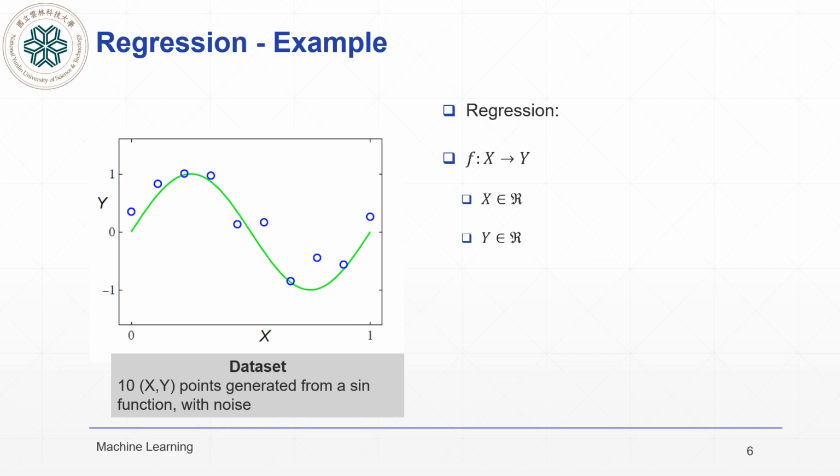For example, you have a data set, 10 points generated from a sine function with noise, and also this is the continuous output.